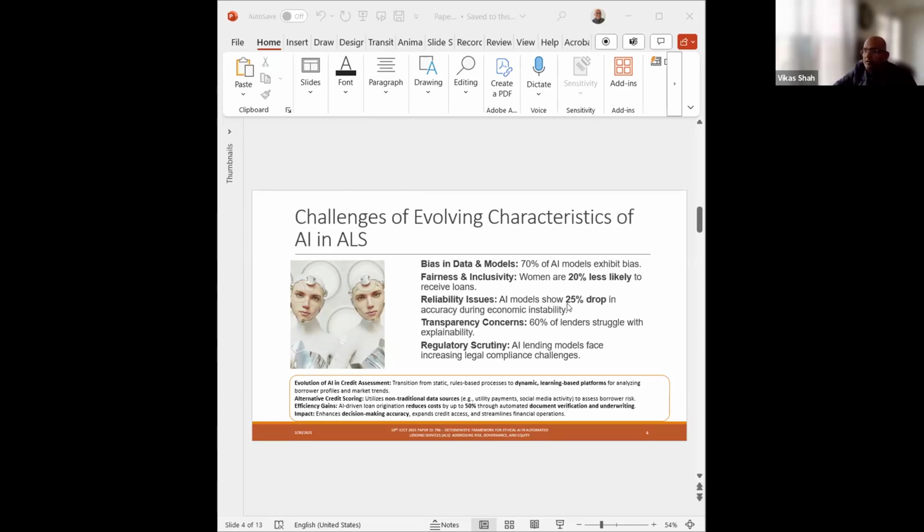AI models and some of the regulatory requirements now, like ECOA and even the lending regulations, are concerned about how AI is determining the decision-making accuracy in the models.